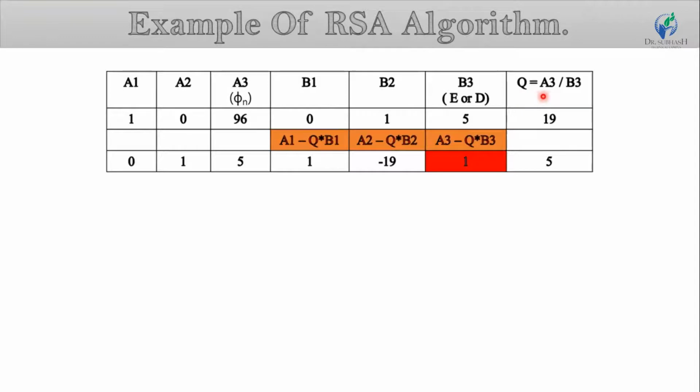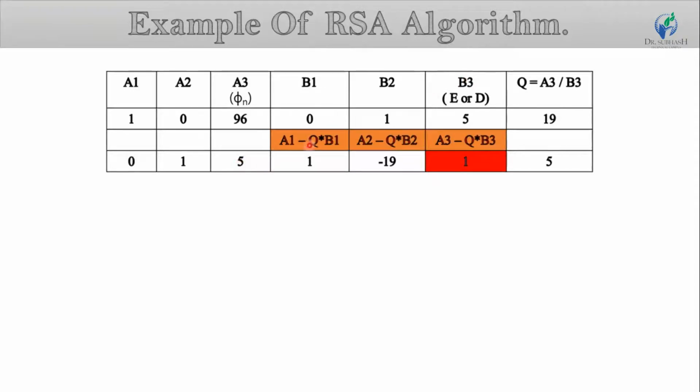Now we find out the value of Q. So Q is equal to A3 divided by B3, so 96 divided by 5. So the answer is 19. Now for the second row, we first put the values of A1, A2 and A3, for which we use the values of B1, B2, B3. So we replace those values here. So A1 is 0, A2 is 1 and A3 is 5.